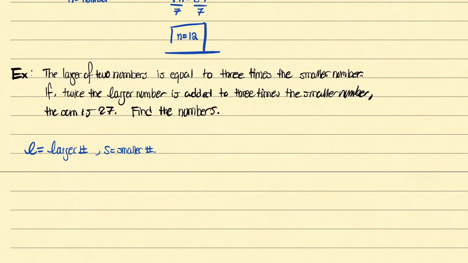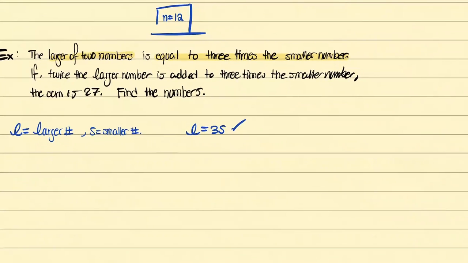So let's just try and write this down piece by piece. The larger of two numbers is equal to 3 times the smaller number. So I'm going to write that down. This statement says the larger of two numbers is equal to 3 times the smaller number. So this is something that's true always. This is something that's going to be very, very useful for us.